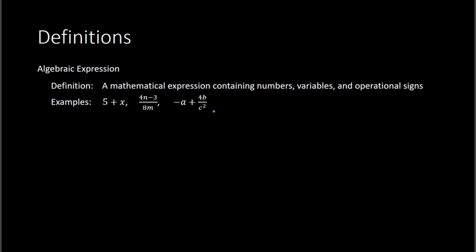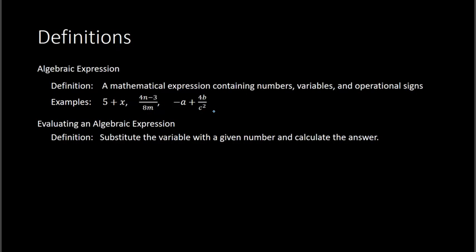So if you are told to evaluate an algebraic expression, what that means is that you are substituting or replacing the variable with a given number and then calculating the answer. So for example, if you are told to evaluate y minus 7 when y equals 5, what I'm doing is replacing this y with a 5. So instead of y minus 7, we now have 5 minus 7. And then 5 minus 7 would equal negative 2.